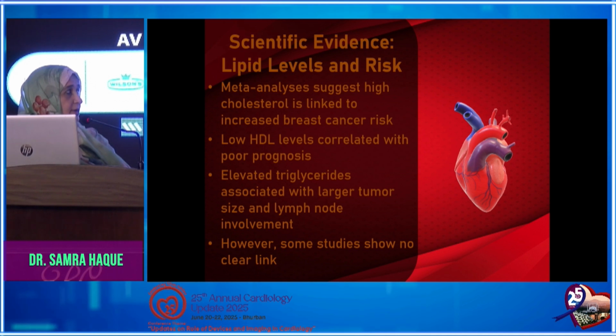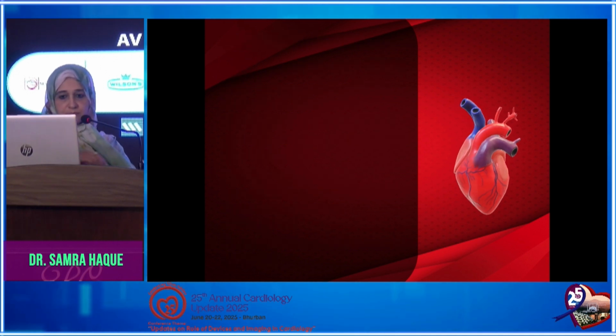So what does the scientific evidence say? Lipid levels and risk: meta-analyses suggest high cholesterol is linked to increased breast cancer risk, while low HDL levels correlate with poor prognosis, the same as in ischemic heart disease. Elevated triglycerides are associated with larger tumor size and lymph node involvement. However, some studies show no clear link up till now.